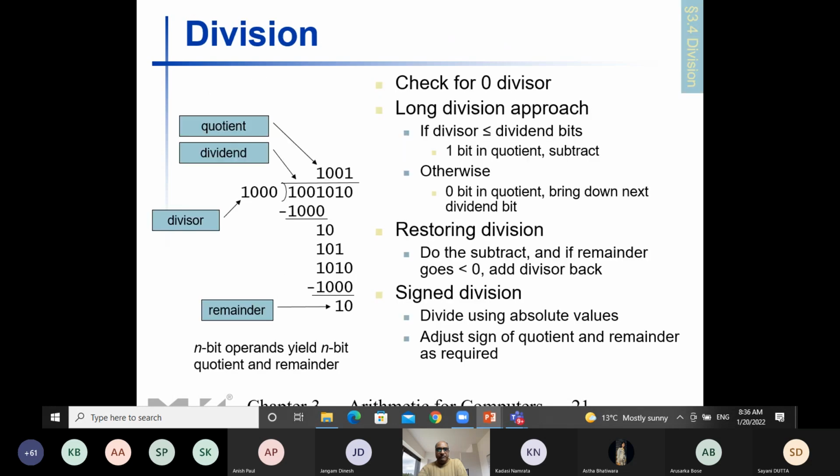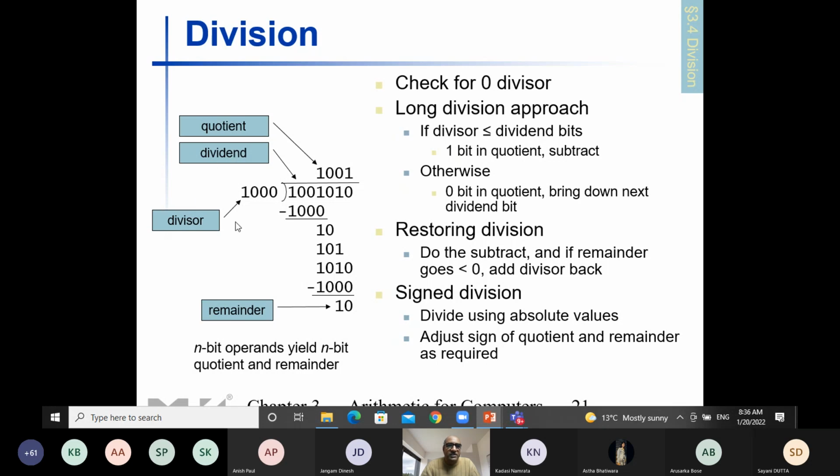The next one is division. The way we perform division with pen and paper is the way all of us are familiar with. The terminology related to division has four terms. First, the dividend, which is the number that is divided by a certain number. Then the divisor, which is the number that divides.